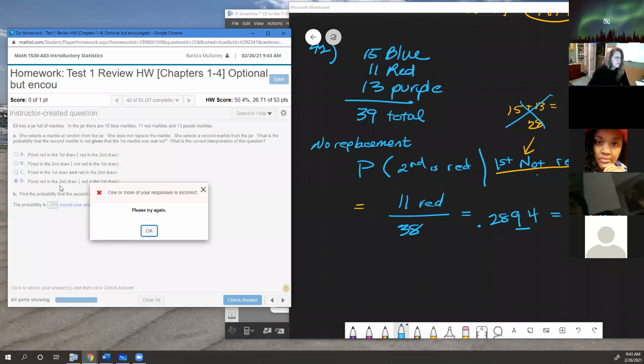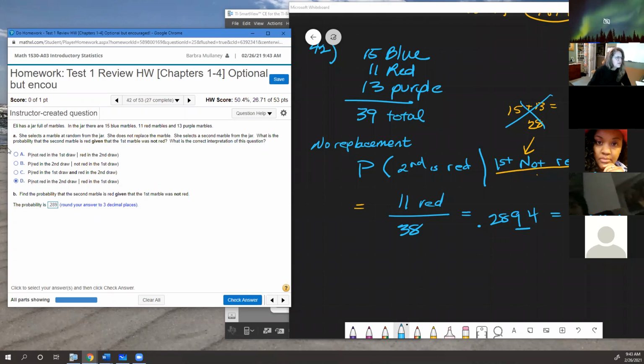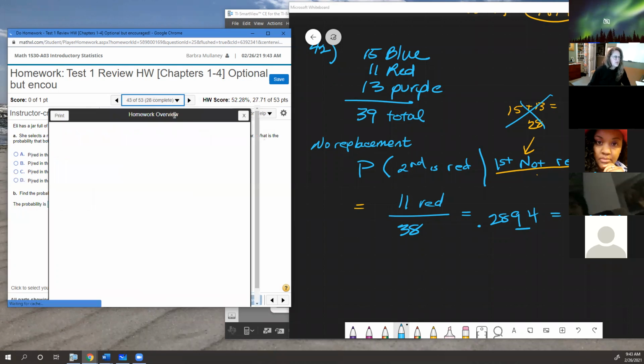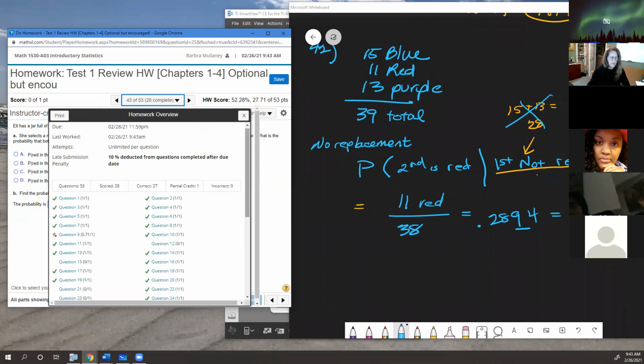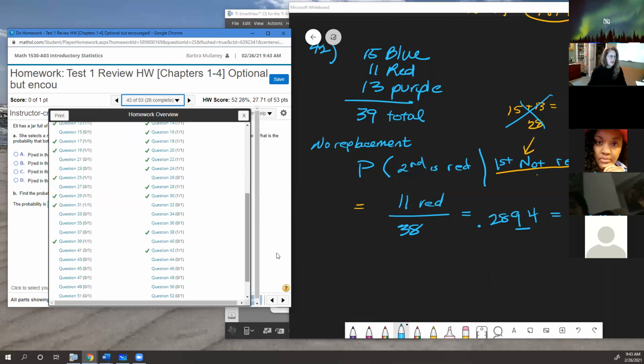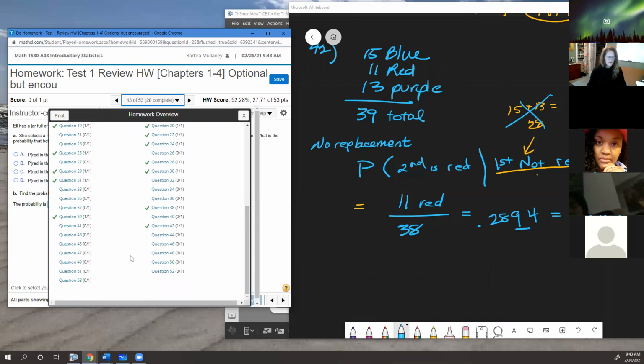Yep. Oh, I didn't do this. So this is the probability, red in the second, given red in the first. Yeah. And then the probability, the second one. Let's go to, we don't have much time, so we got a couple minutes. We're at 43. Does anybody have any preference of where we want to go with this? No.